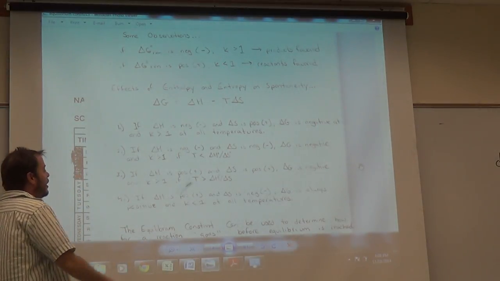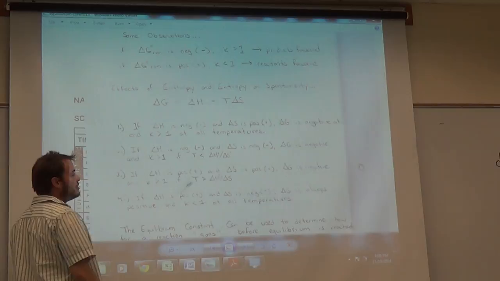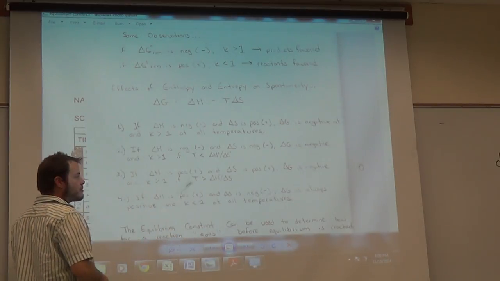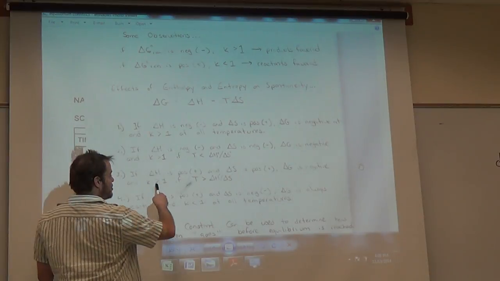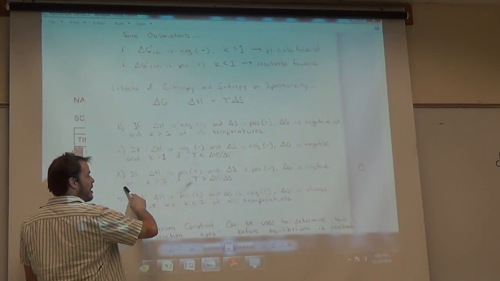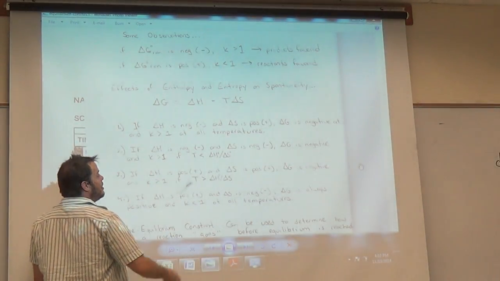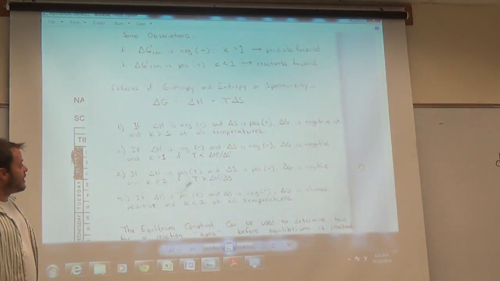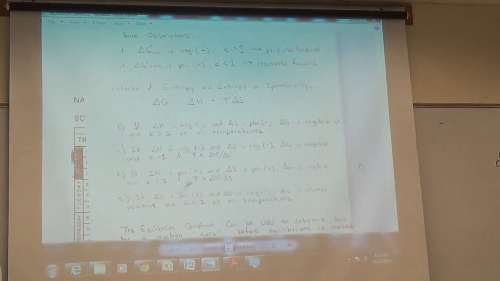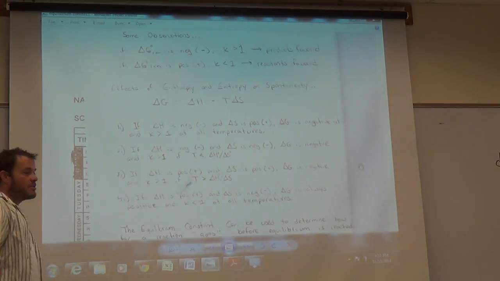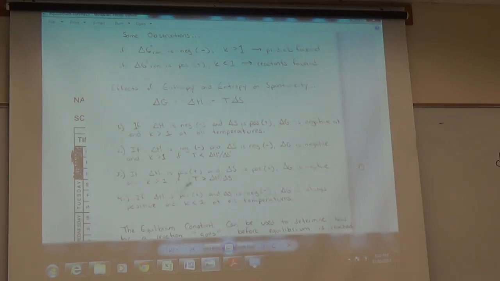And if you've got a positive delta H, then it's still possible to have a spontaneous reaction, a negative delta G. If you have a positive delta H and a positive delta S, you just have to pump the temperature up high enough that T is greater than delta H over delta S, and then the entropy term will dominate, and you'll still have a spontaneous reaction. And if you've got a positive delta H and a negative delta S, then both of those terms in the delta G expression are always positive, and so you have a reaction that's never spontaneous.